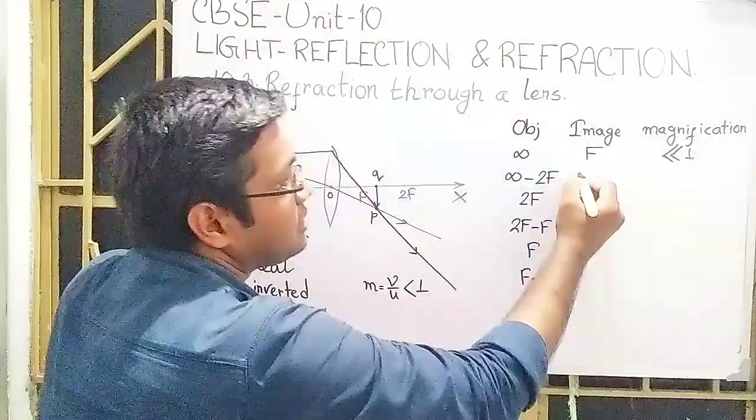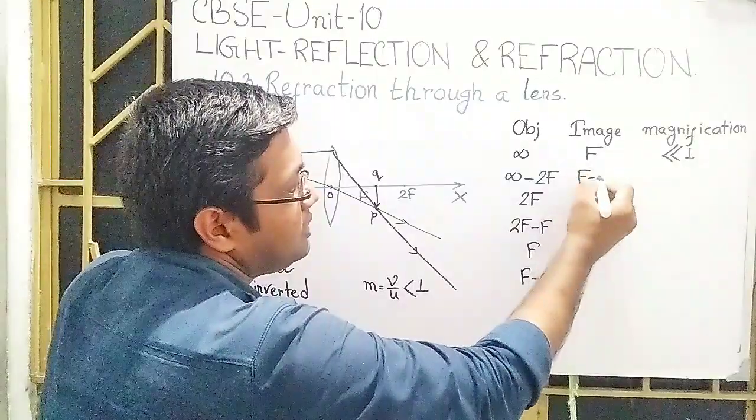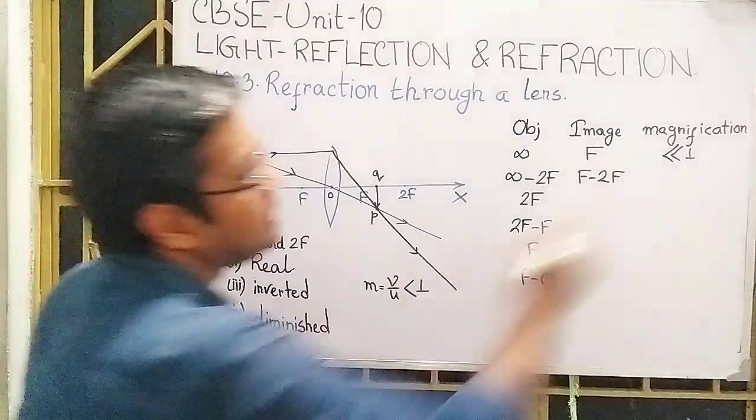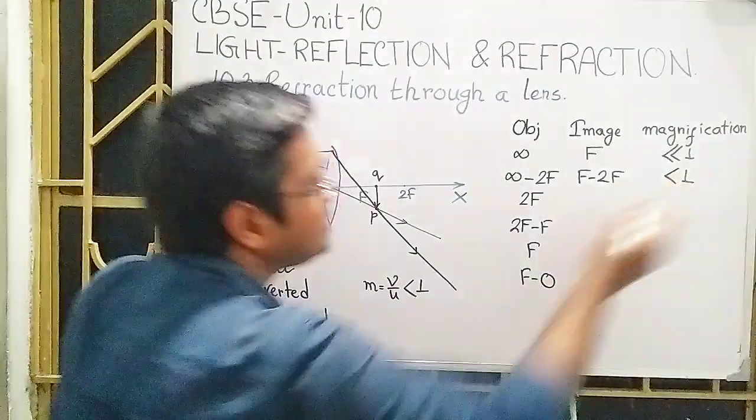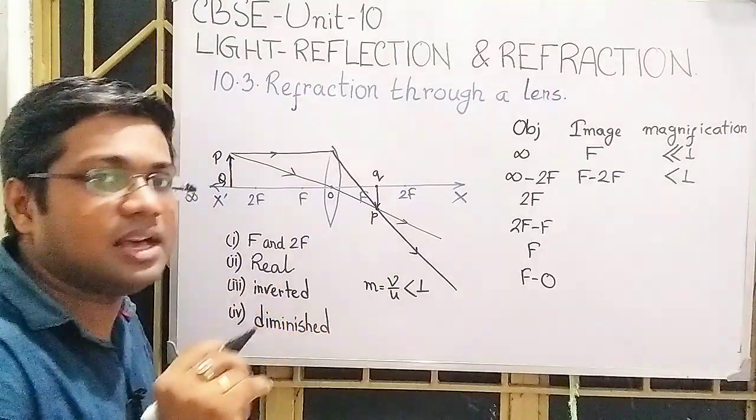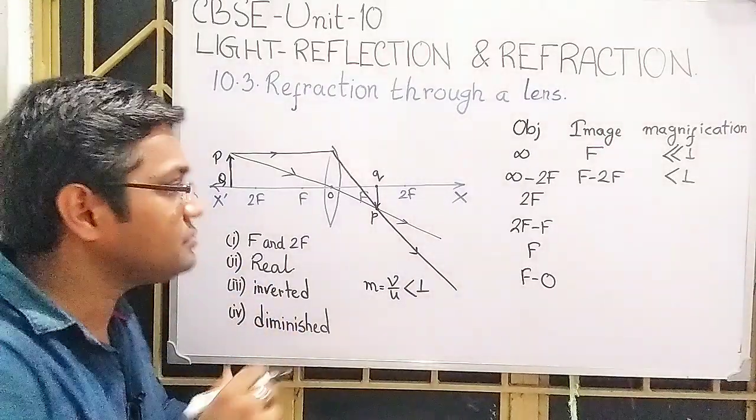So if I fill the table here, the image is obtained in between f and 2f. The magnification is less than 1. The size of the image is less than the size of the object.